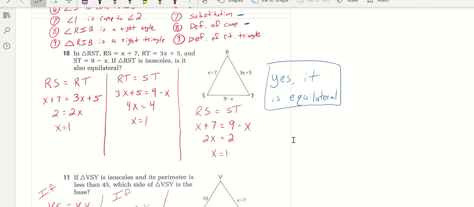If x were not equal to the same number in all of them, you can plug it in and find out which two sides are equal and determine that it is isosceles. But because x is the same value in all three of these equations, yes, it must be equilateral. X is equal to 1 and all three sides are equal to each other.